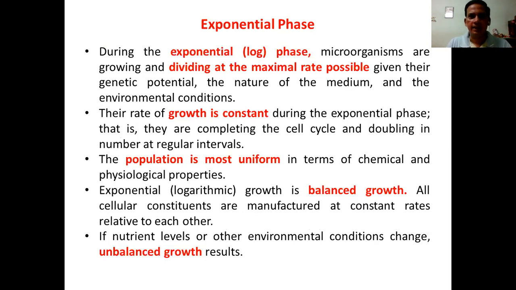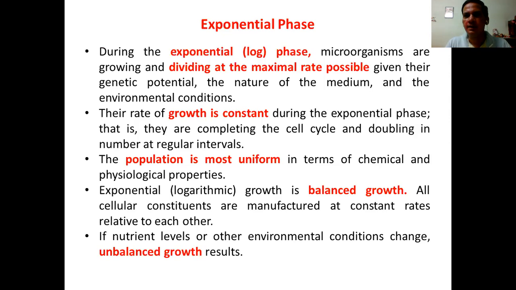The second one is the exponential phase or the log phase. In this phase, the microorganisms are growing and dividing at the maximal rate possible. This maximum rate depends on the genetic potential of the microorganisms, the nature of the medium, and the environmental conditions. If the media is nutrient rich, then the microorganisms will grow. Also, the environmental condition, such as temperature, needs to be available. The rate of growth is constant during the exponential phase. They are completing the cell cycle and doubling in number at regular intervals.